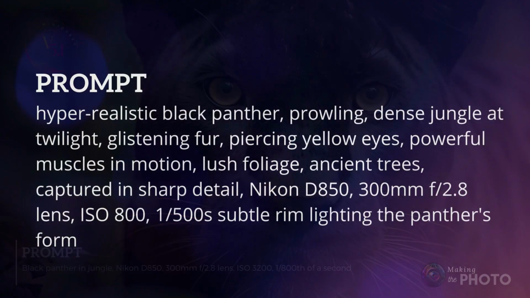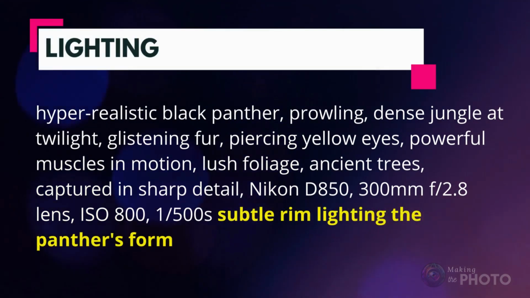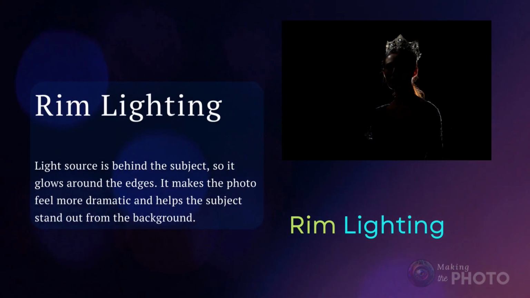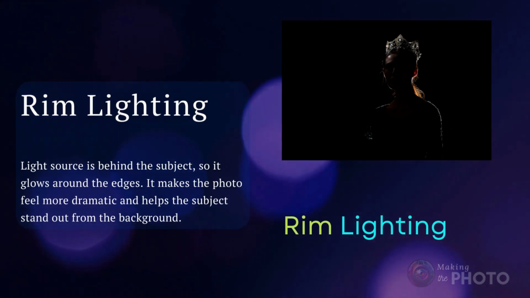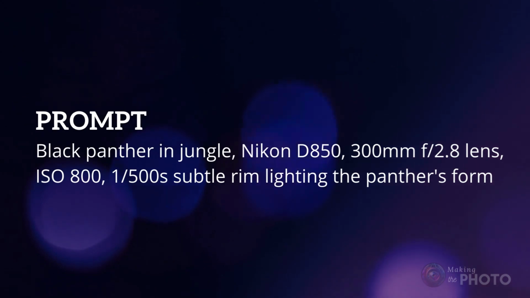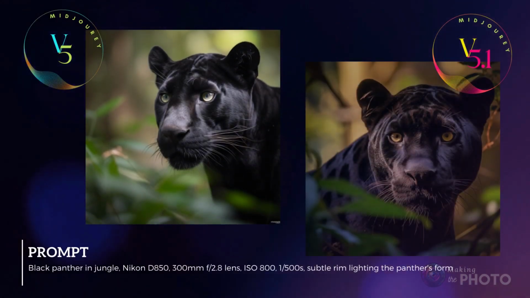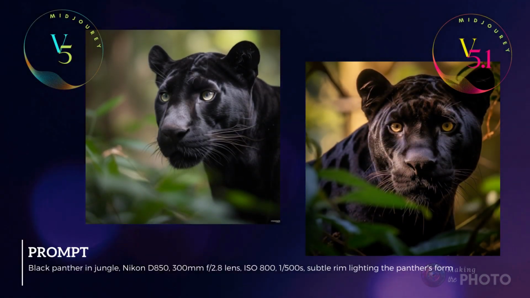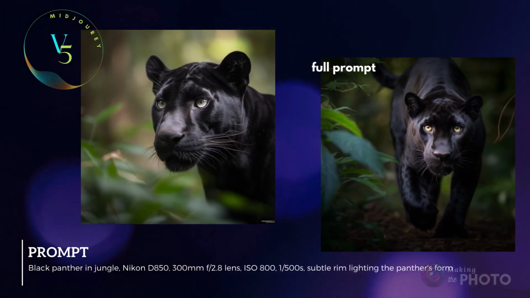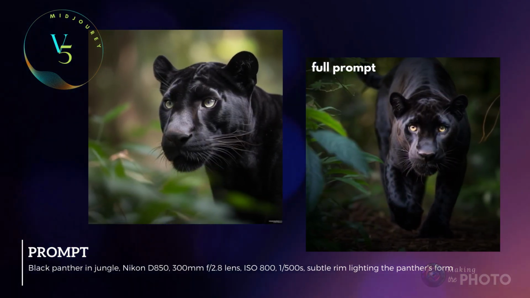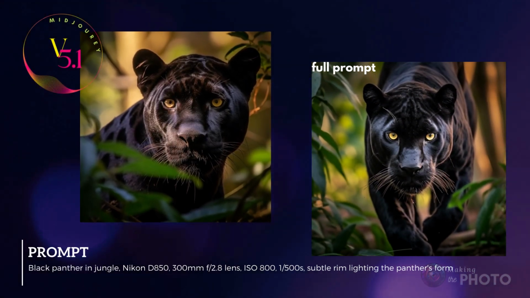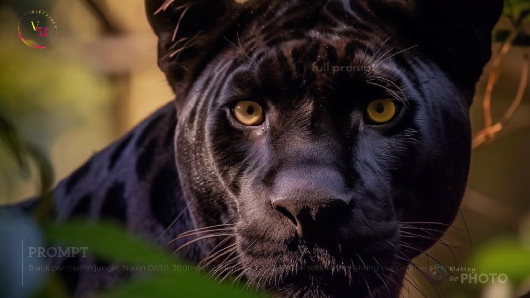Finally, let's talk about rim lighting. The subject is lit from behind so that just the edge of light defines the form. I probably should do an entire video just on photographic lighting terms. Let's add lighting to the mix and see if there's any difference. Adding the lighting term seems to make more of a difference in version 5.1. As we know, great lighting can make any image look better, but neither version really created the rim lighting around the panther.